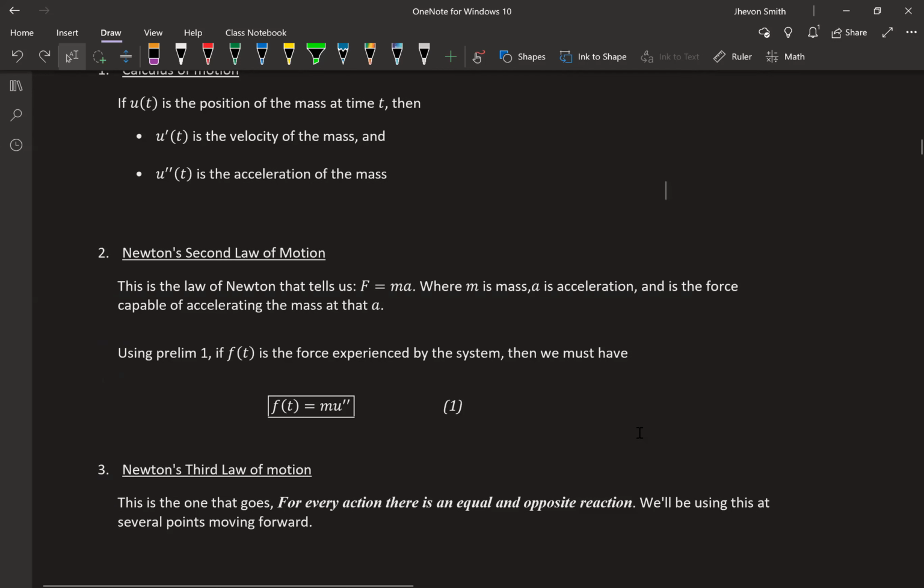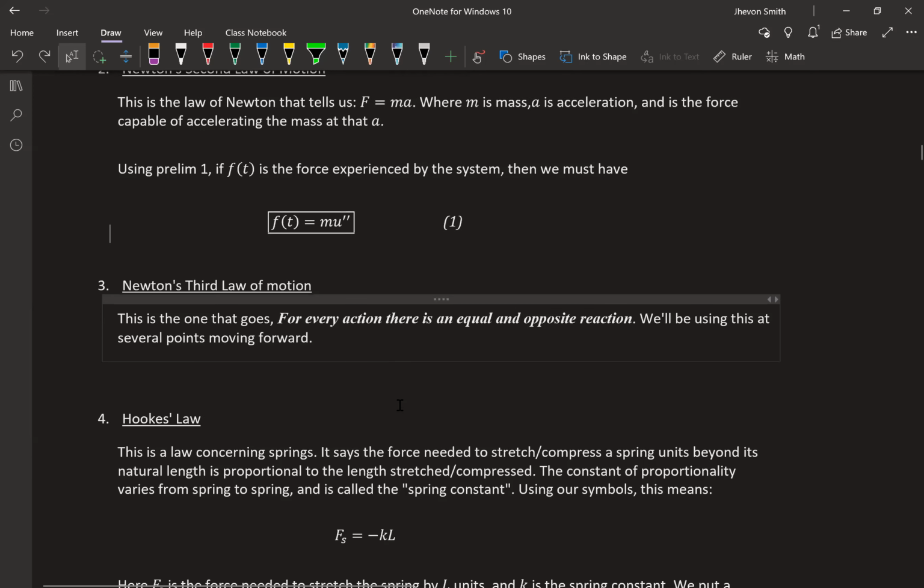Newton's second law, a very important law by Newton. Force equals mass times acceleration, right? So if you have a mass m and acceleration is a, the force required to accelerate that mass by that acceleration a is given by this equation. Specifically here, if our acceleration is u double prime, then the force acting on the system can be interpreted as equal to m times u double prime.